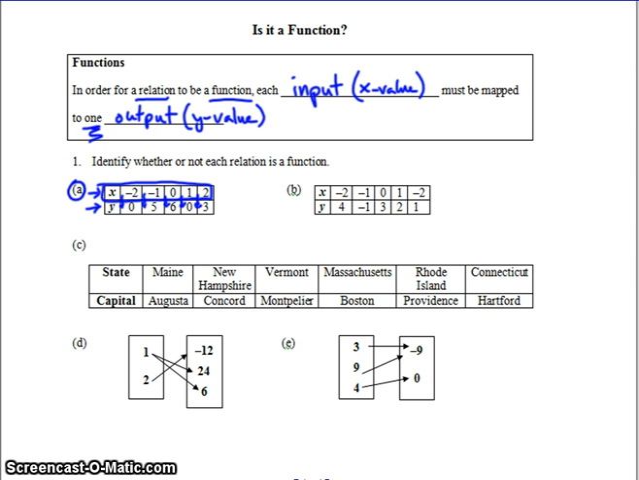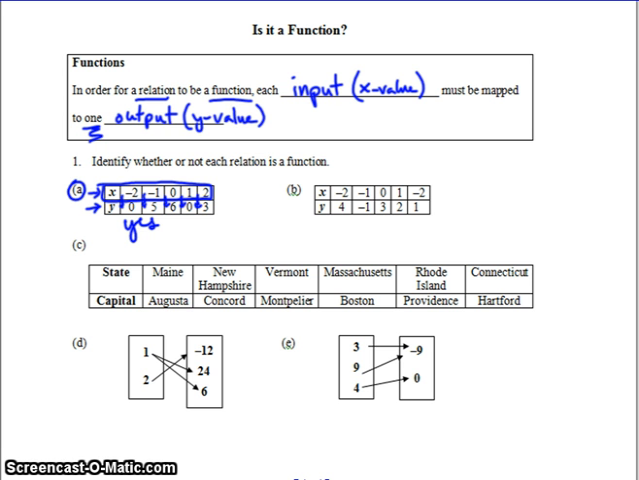Do you see more than one -2 as an input? No, so usually that means that it's a function. So we're going to write yes, because -2 only has one answer. It's 0. -1 only has one answer. It's 5. 0 only has one answer. It's 6. 1 only has one answer. It's 0. And +2 only has one answer. It's 3.